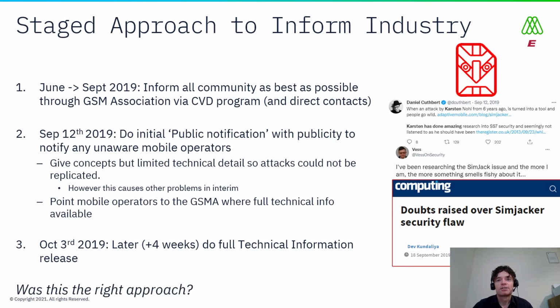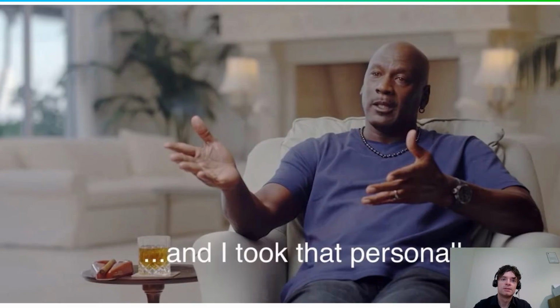So we then have to ask ourselves, was the method that we took the right approach? Was this method of giving some partial information with a brand and then pointing operators to the community and then giving the full information 4 weeks later, was this actually correct? Not least because, from our own perspective, seeing people, and I understand why, question the information release was interesting to say the least. But let's look at the stats and let's look at the figures.